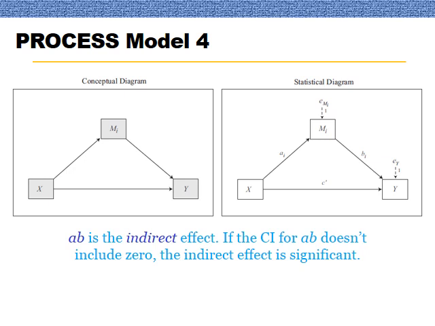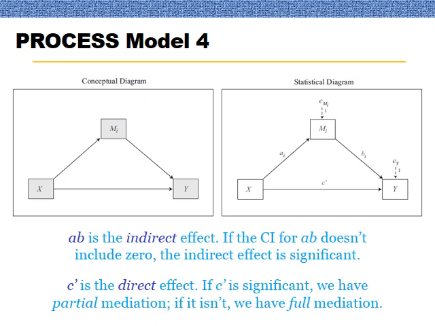We have two effects that we're going to parse apart. First, we have the indirect effect, which is the effect of x on y that goes through our mediator m. As we'll see in a few minutes, we can calculate the size of the indirect effect as well as a confidence interval for the indirect effect. If the confidence interval for the indirect effect does not include 0, then the indirect effect is significant. We also have a direct effect of x on y. So that's the proportion of the relationship between x and y that is not explained by our mediator m.